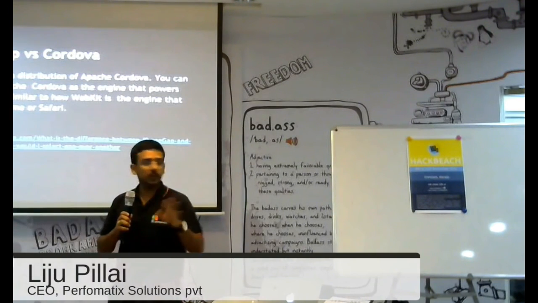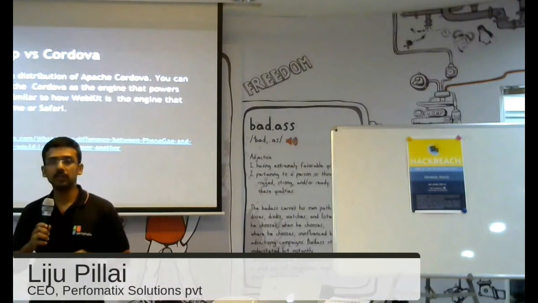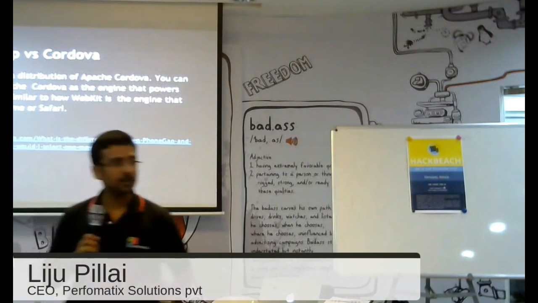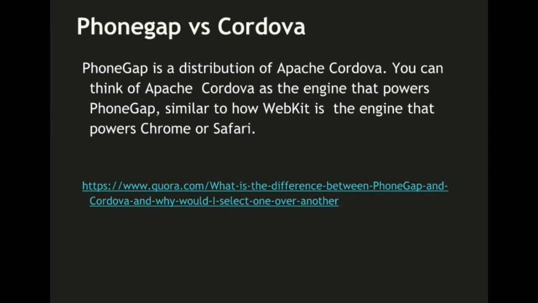Now there is this eternal question everyone asks: what is the difference between PhoneGap and Cordova? It's one and the same in the sense. PhoneGap is a distribution of Cordova. PhoneGap is what Adobe does. Cordova is by Apache. Cordova is an open source engine which you can take and make your own. So I can build a Perfomatix something, and then distribute it as my hybrid platform.